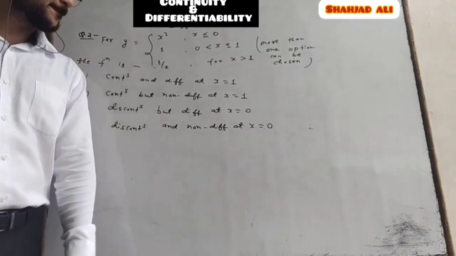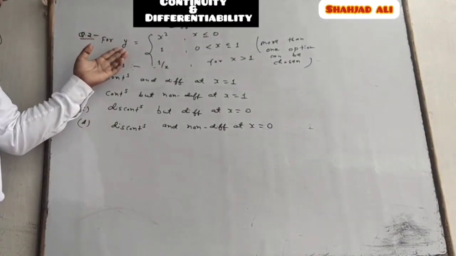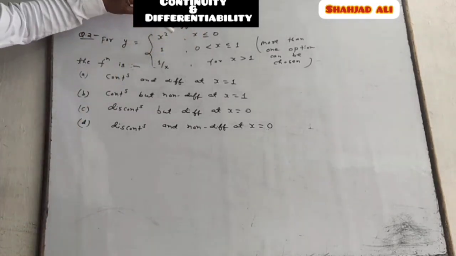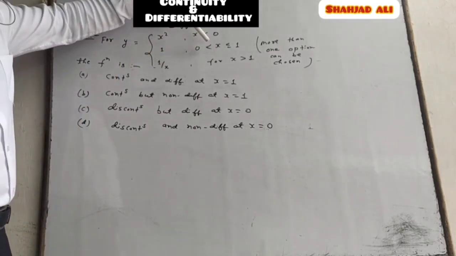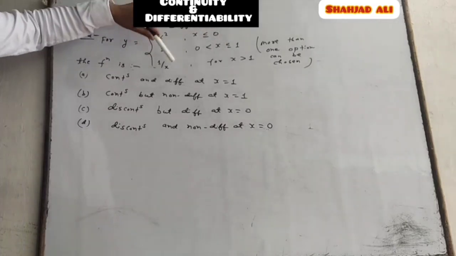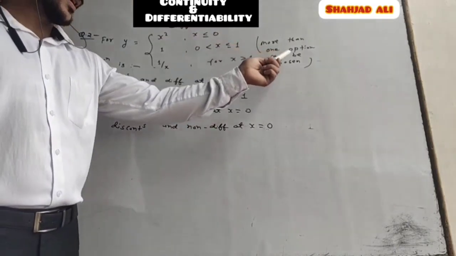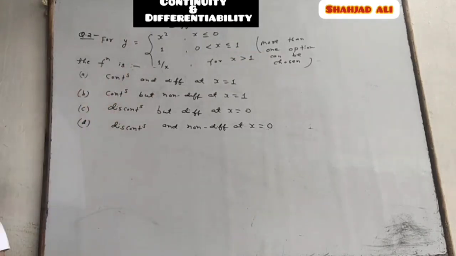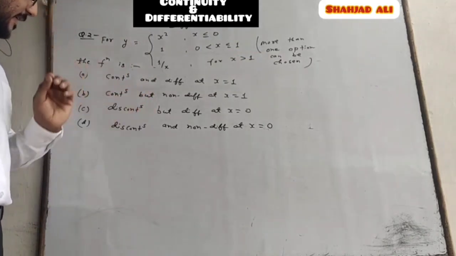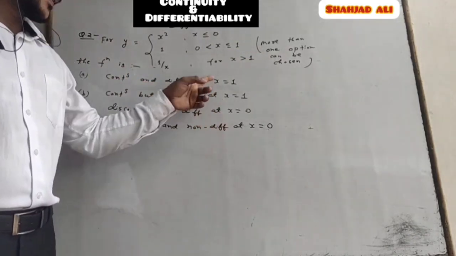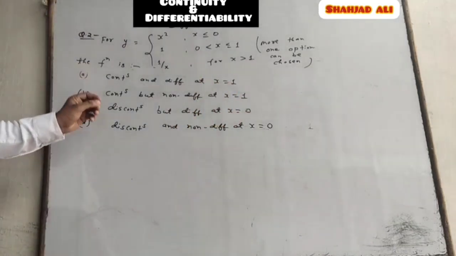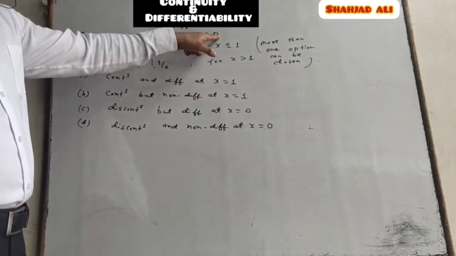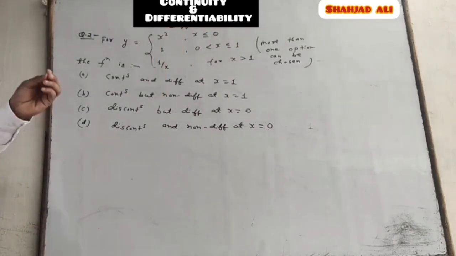Okay, so this is our second question. y equals x square when x is less than or equal to 0, 1 when x is greater than 0 but less than or equal to 1, and 1 upon x for x greater than 1. Here more than one option can also be chosen. These are the 4 options. Firstly, see that here there are 2 points, x equal to 1 and x equal to 0, meaning this function needs to be checked at 2 points. From here also you can see 0 and 1. So you will go one by one.